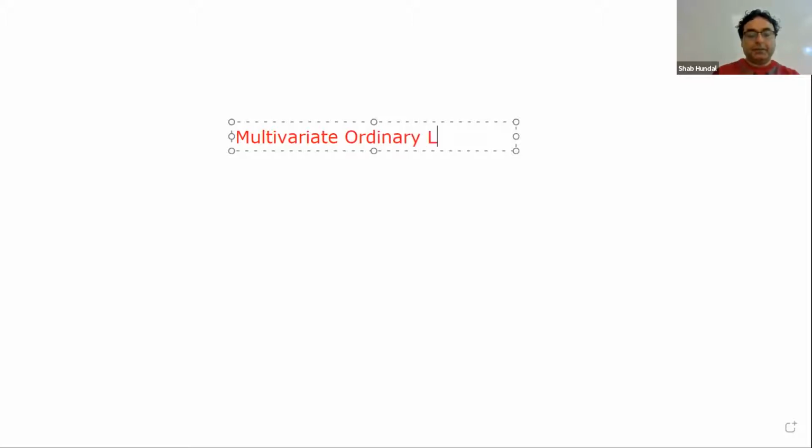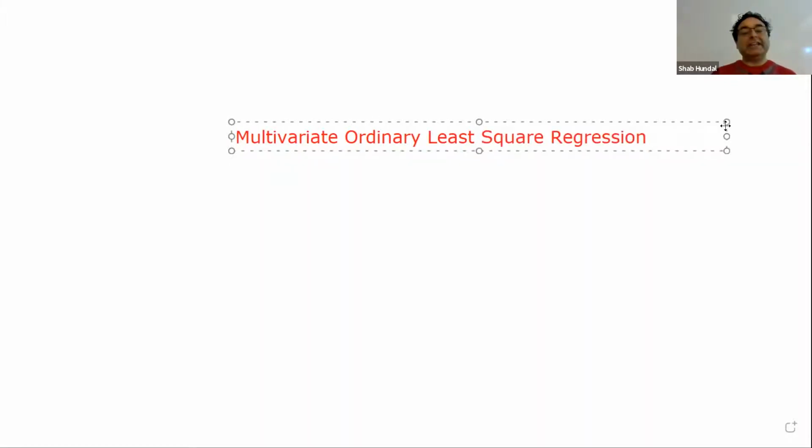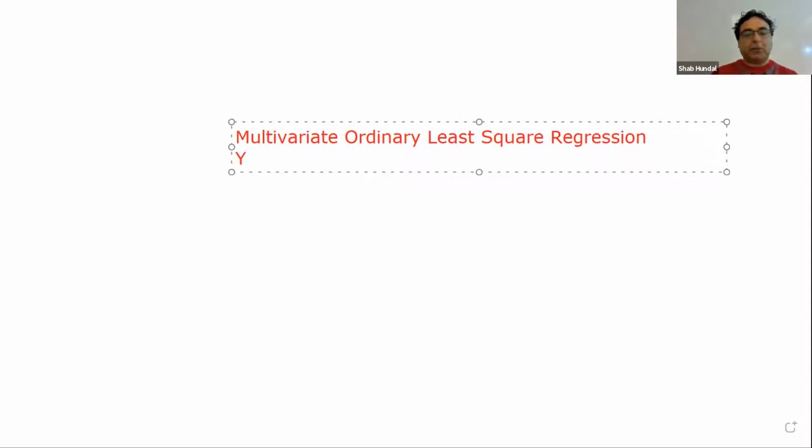ordinary least square regression method. Why do we call it multivariate? Because there are many variables. Why is it called ordinary least square? Because this is the purest form of regression. So it is the base regression you'll be using. And what happens in regression? In regression, we have a dependent variable y. It's called dependent. It's also called explained.